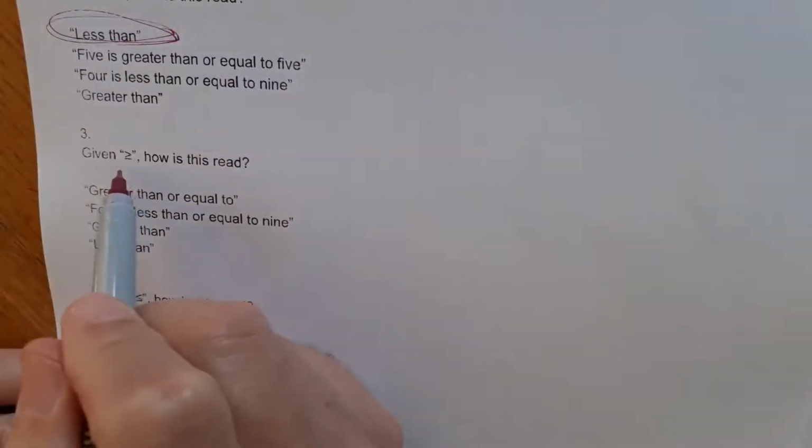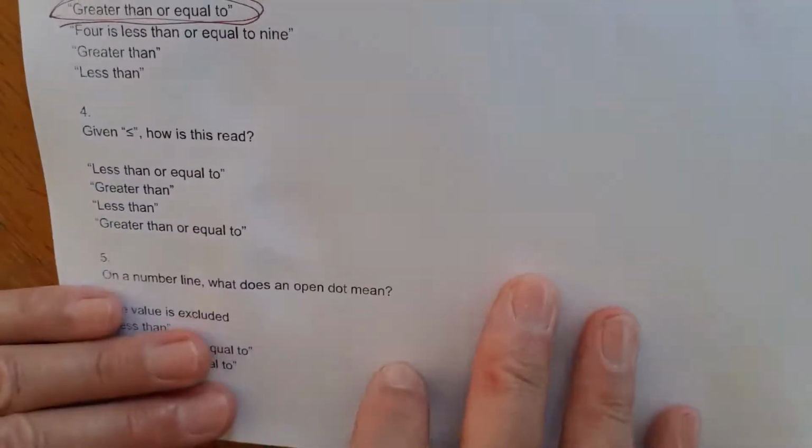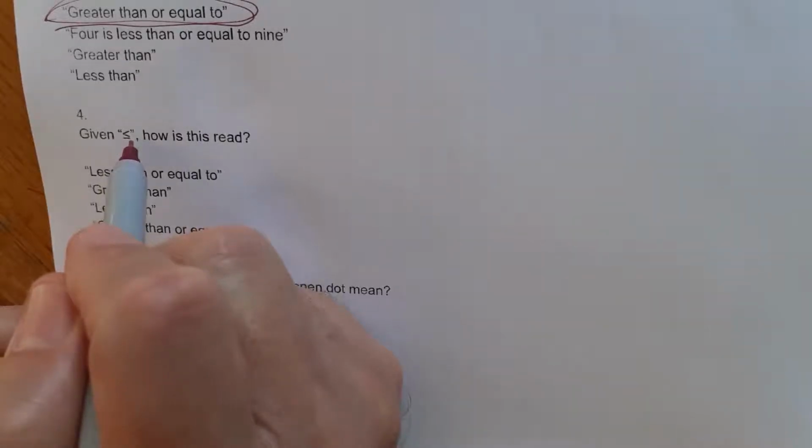There's always some review on these. And so they're talking about, just to make sure you remember all the symbols, what does this symbol mean? It means greater than. What does this symbol mean? It means less than. What does this symbol mean? It means greater than or equal to. Two things. What does this symbol mean? It means less than or equal to.